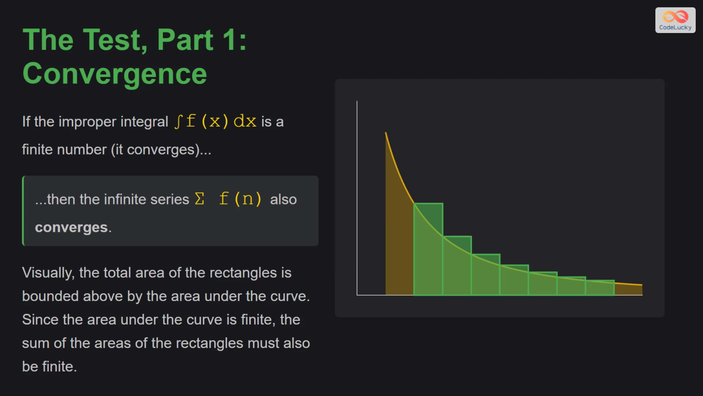Here's the first part of the test. If you can show that the improper integral converges to a finite number, then the infinite series must also converge. Think of it this way: the area under the curve acts as a ceiling. If that total area is finite, the sum of the rectangles, which fits underneath it, must also be finite.